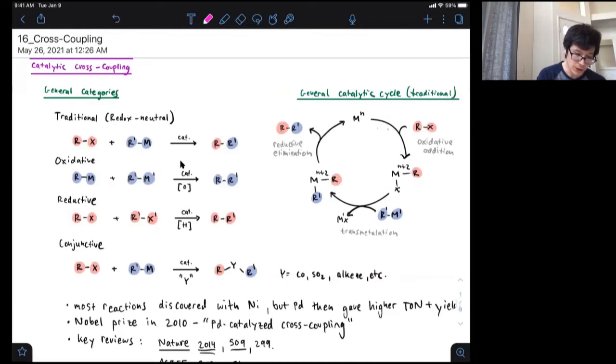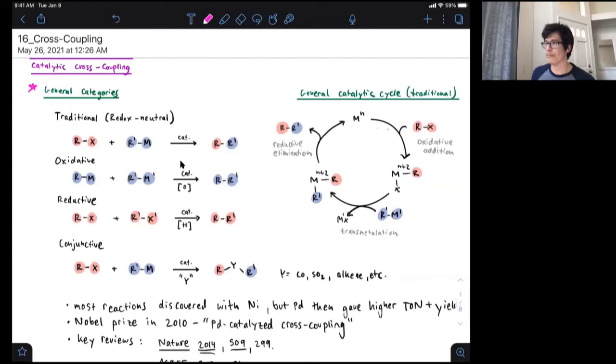So let's first talk about just what we mean when we say a cross-coupling, and general categories for thinking about electron counting and the redox processes involved. I would say cross-coupling in general is a pretty ill-defined term.